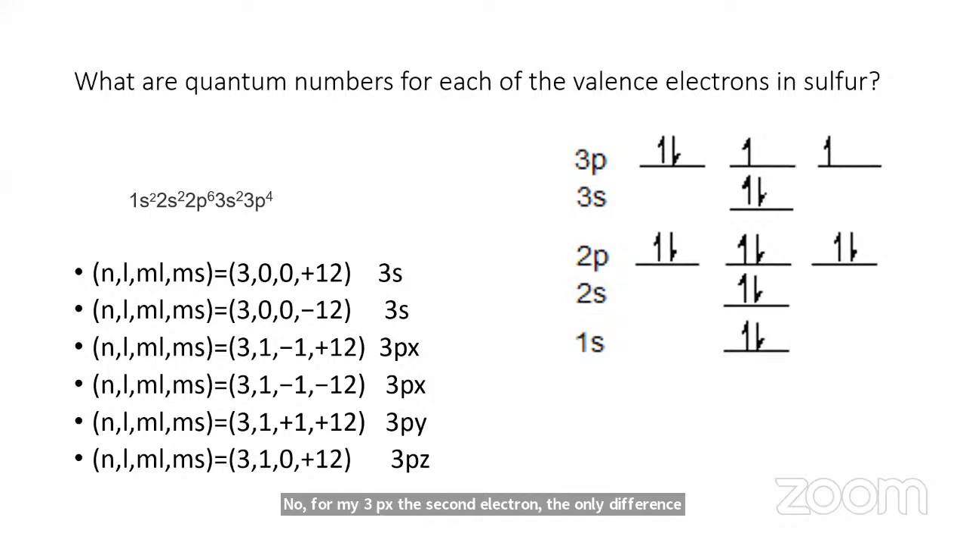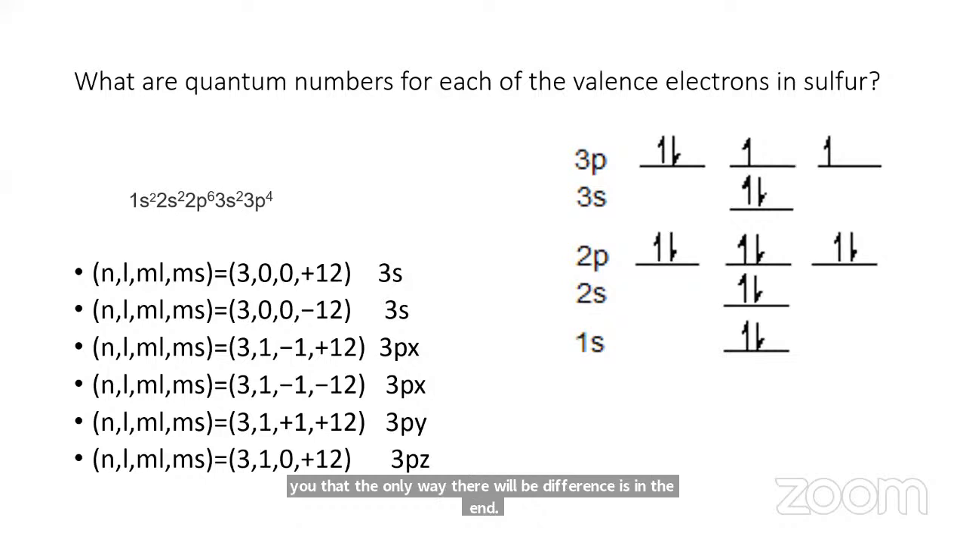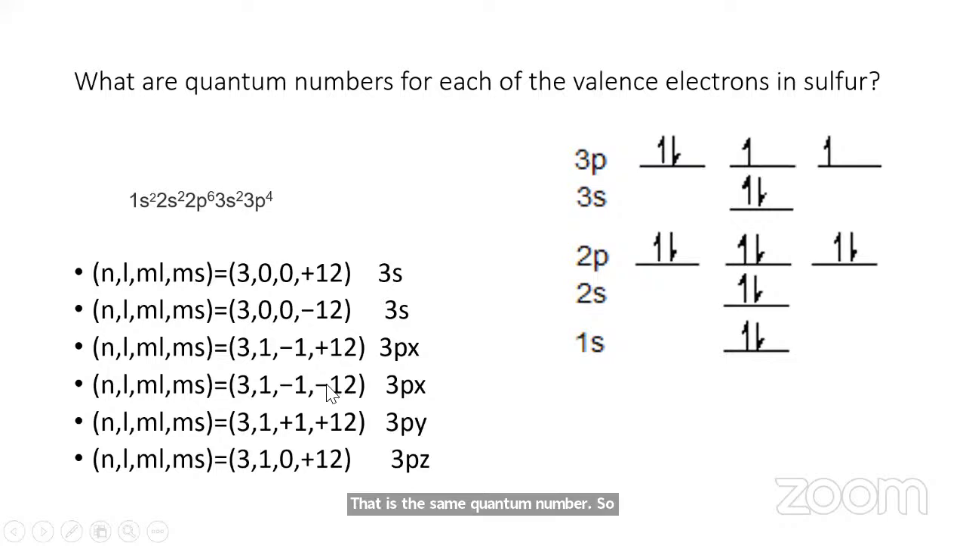Which of the rules describes this? The Pauli exclusion principle, remember? It says that no 2 electrons will have the same quantum numbers. And I told you that the only way there will be a difference is in their ms, that is the spin quantum number. So that is why you're having minus half here. Everything will be the same except this, because these 2 are in the same orbital, but are different electrons.